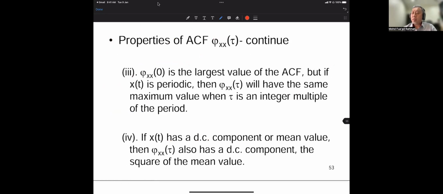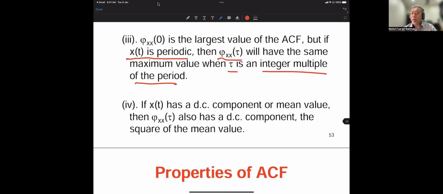Then ψxx(0), which is τ equal to 0, is the largest value of the ACF. But if x(t) is periodic, then ψxx(τ) at any value except 0 will have the same maximum value when τ is an integer multiple of the period T.